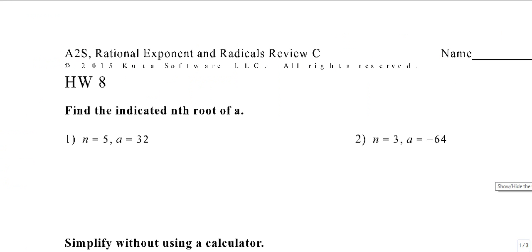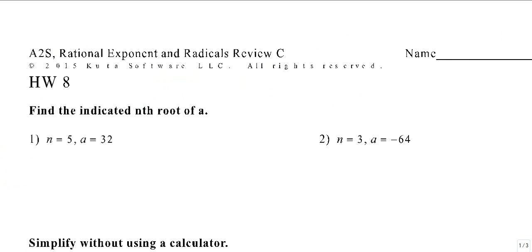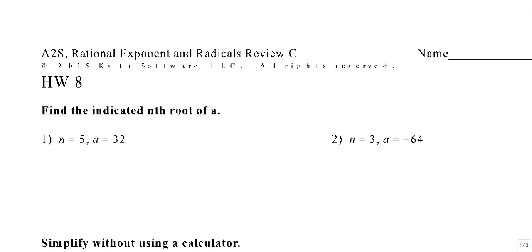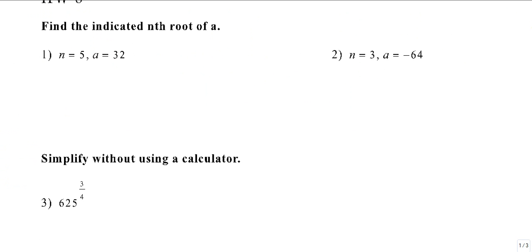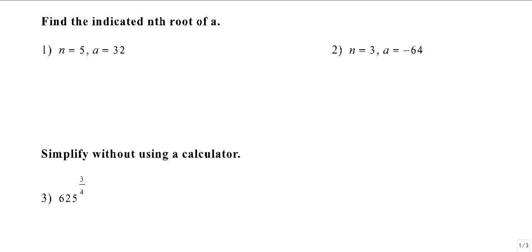Okay, let's go over the rational exponent and radical review C. So the first one, we should be getting good at this since this is the second time through. What it says is find the indicated nth root of A. So A is 32, and I want the nth root of that. It says 5 is the nth root. So what number times itself 5 times is equal to 32? That'll be a 2.